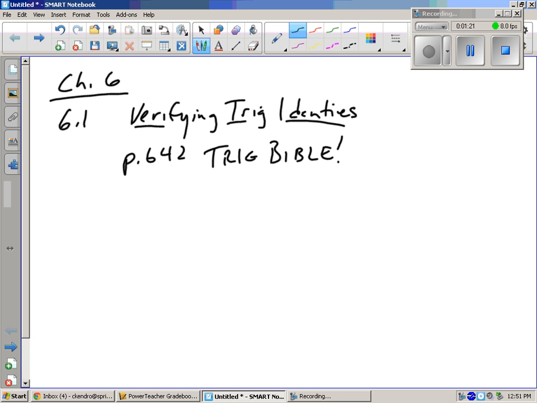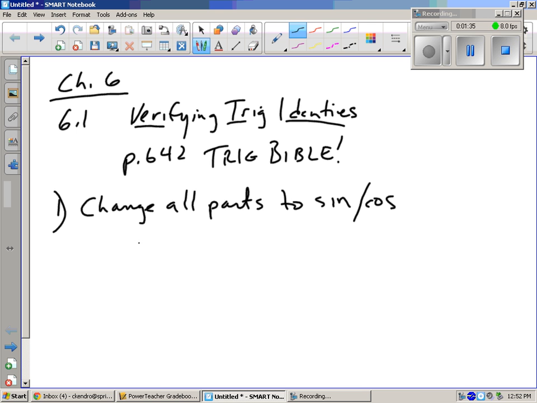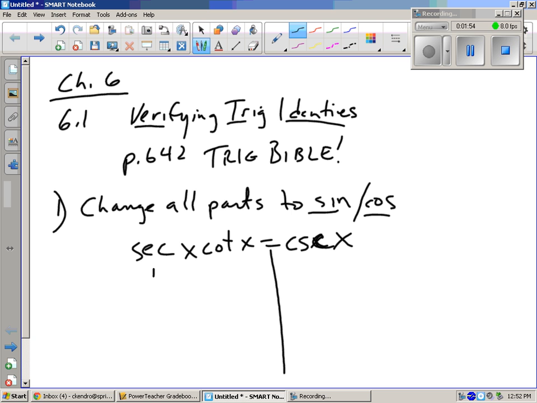All right, so the first process we're going to use is we're going to change all parts to sine and cosine. This is one process, so let's do a real simple one here. Secant of x times the cotangent of x equals cosecant of x. What we do is we put a line down the equal sign, and we start working on the left side. So secant, if I turn it into sine or cosine, is 1 over cosine.